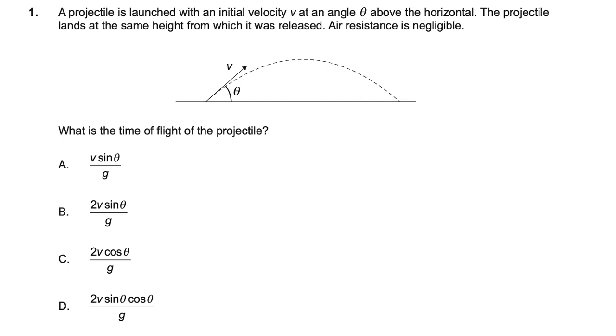I'm just going to analyze this a little bit more. We know v, but we also know, importantly, that the initial vertical velocity here is going to be v sine theta. Now, why is that important? When we've got no air resistance, we know that the horizontal velocity is going to stay the same. However, the vertical velocity is going to change.